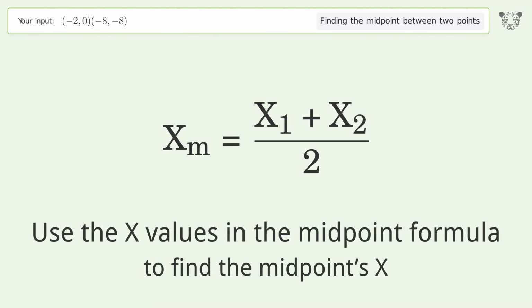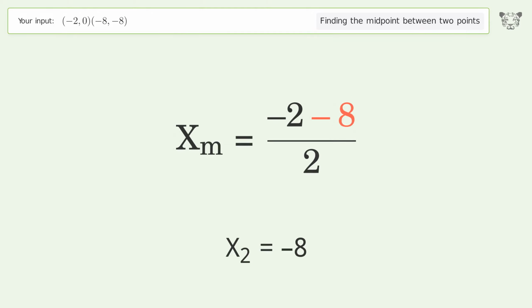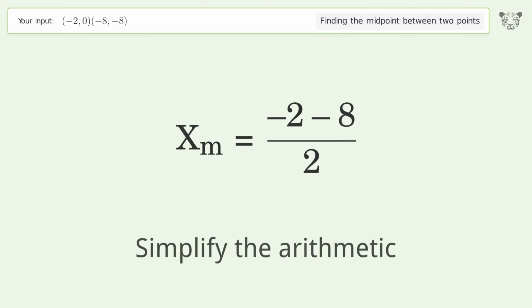Use the x values in the midpoint formula to find the midpoint's x. x1 equals -2. x2 equals -8. Simplify the arithmetic.